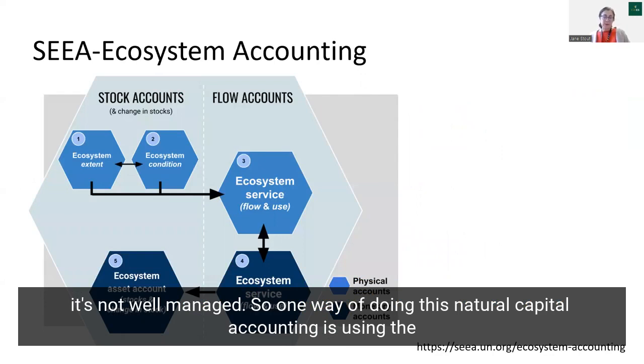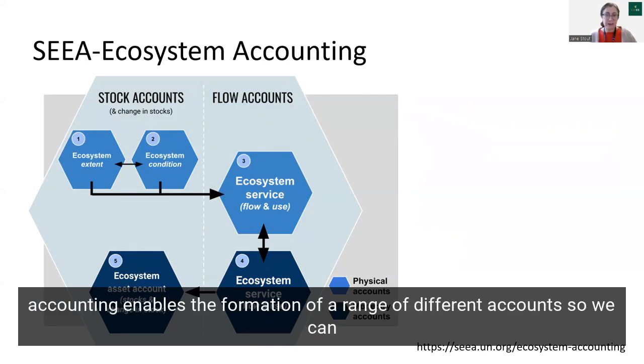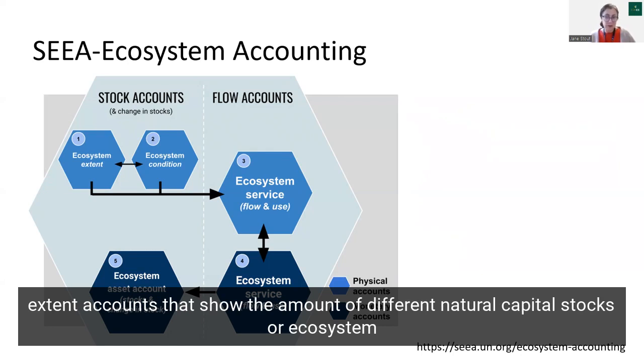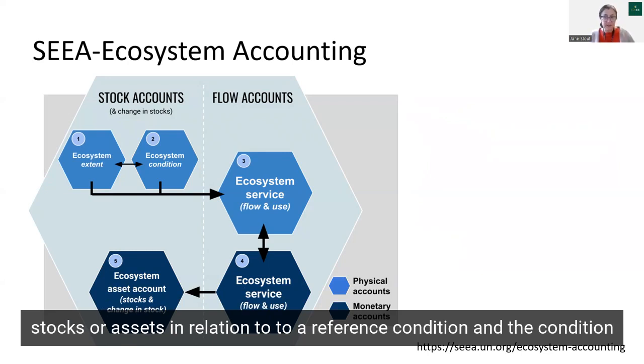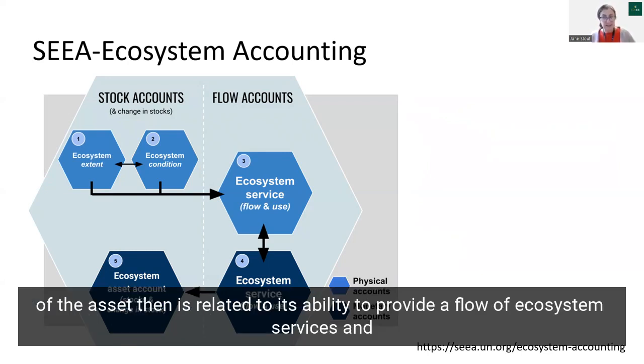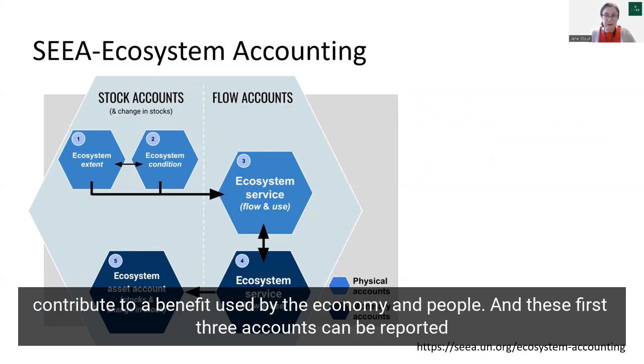So one way of doing this natural capital accounting is using the UN-approved SEEA ecosystem accounting. SEEA is the System for Environmental Economic Accounting, and ecosystem accounting enables the formation of a range of different accounts. So we can have extent accounts that show the amount of different natural capital stocks or ecosystem assets in a given spatial area, condition accounts that show the quality of these stocks or assets in relation to a reference condition. And the condition of the asset then is related to its ability to provide a flow of ecosystem services. And we can create ecosystem service accounts, so those ecosystem services that contribute to a benefit used by the economy and people.